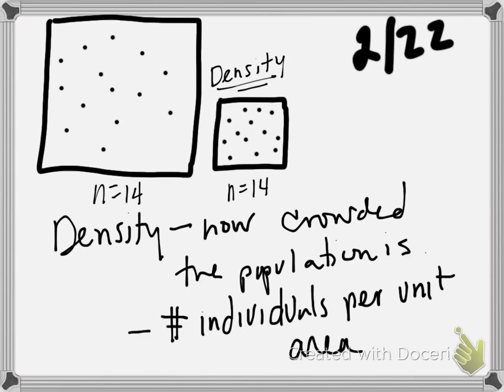And you are probably familiar with density from physical science. Do you remember talking about density in physical science? You probably did a density lab. You probably measured pennies if you had Mr. Voorhees, or I think Mr. Stubbe did the same thing. What was density there? Mass per unit volume. Here we're talking about individuals per unit area. So they're similar. It's always the number of things in a given area of space. So how crowded the population is, or the number of individuals per unit area. So that's population density.